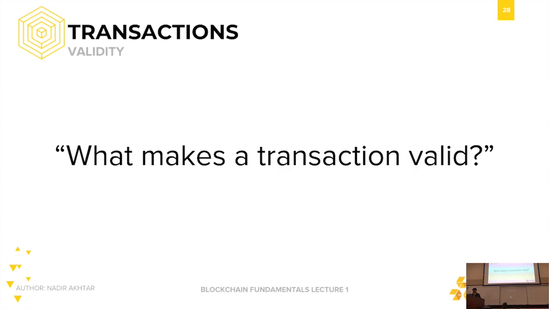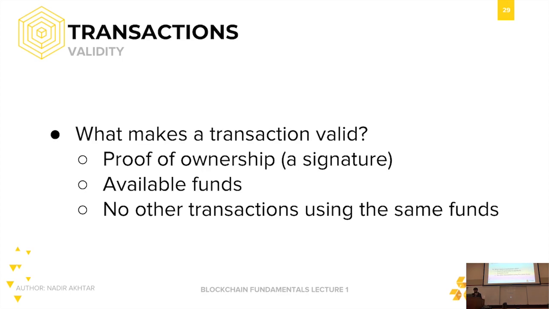But before you let the transaction go through, what needs to be true? There's one very important thing that I think is so common you might not realize. That you own the money, right? You don't want anyone else spending your money. Even if the money's there and it hasn't moved anywhere else, you want to make sure that you own the money. So these are the three things that make a transaction valid: a proof of ownership, a signature, available funds, and that no other transactions are using the same funds.